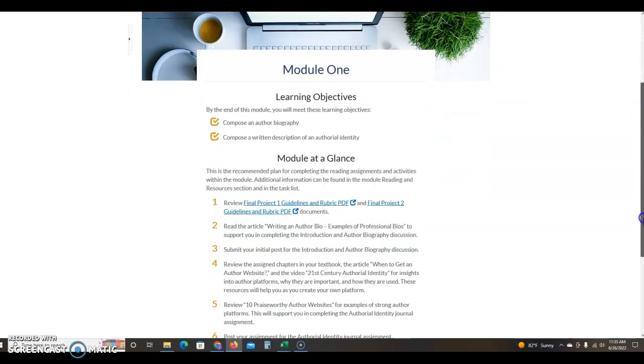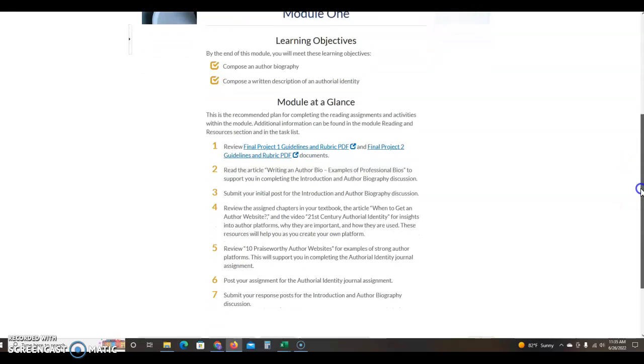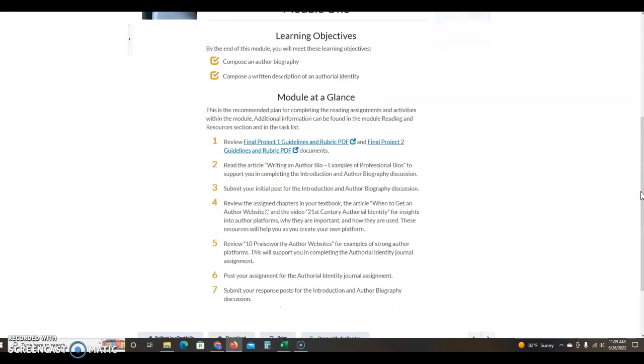The Module 1 overview shows us that the learning objectives of this week are to compose an author biography and to compose a written description of an authorial identity. Who are we and what sets us apart, makes us a little bit different as writers from others? The module at a glance says that you're going to complete a variety of activities from reading to discussions to journal entries. You're also going to review the projects that are forthcoming so you get a sense of what we're building toward.